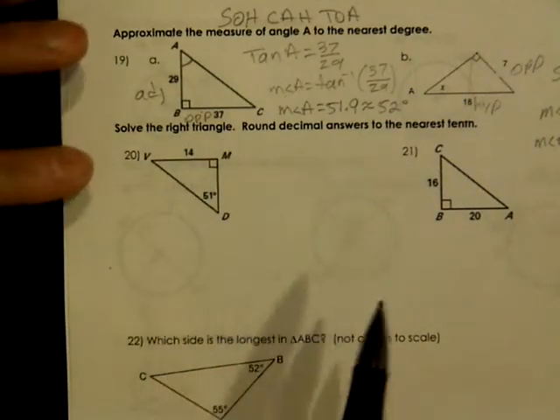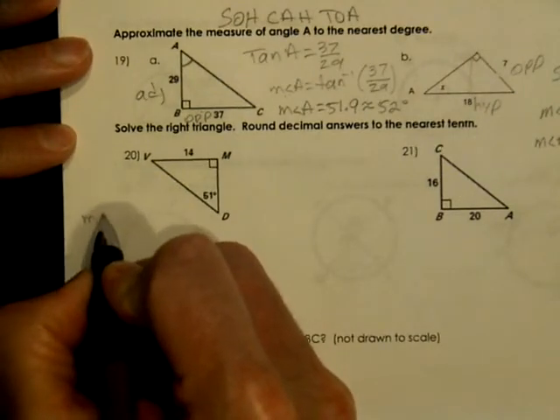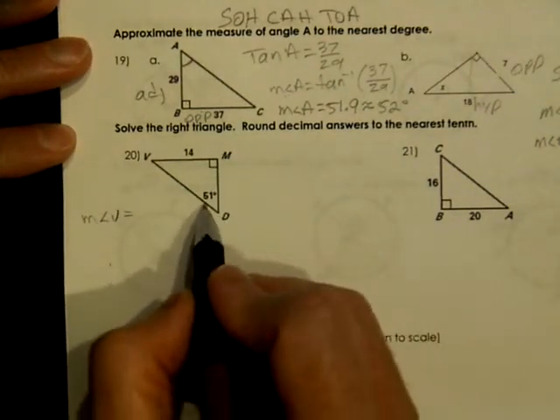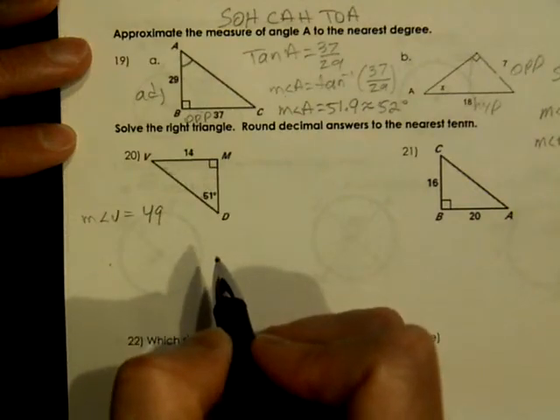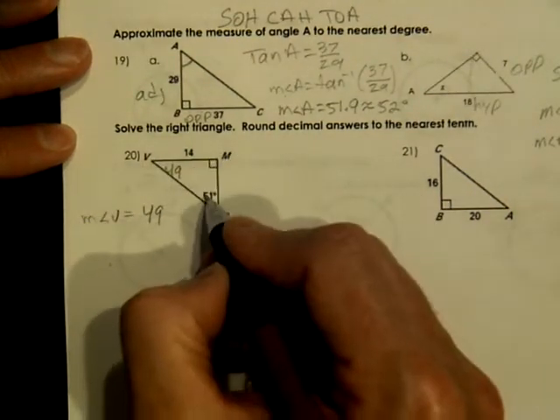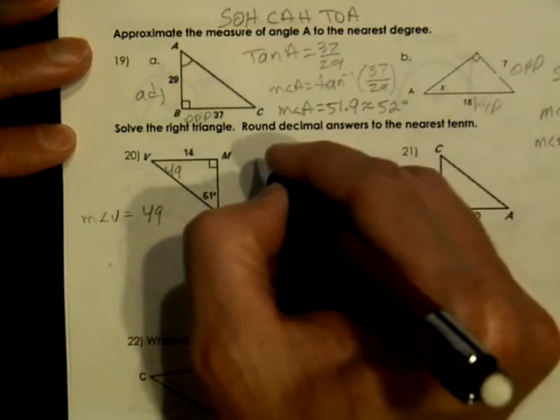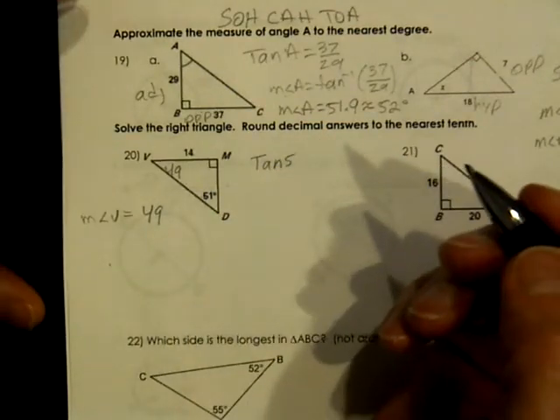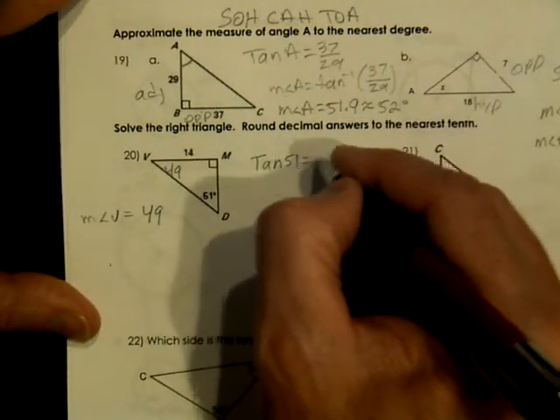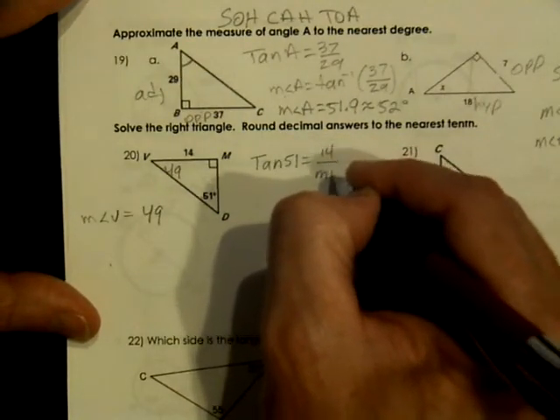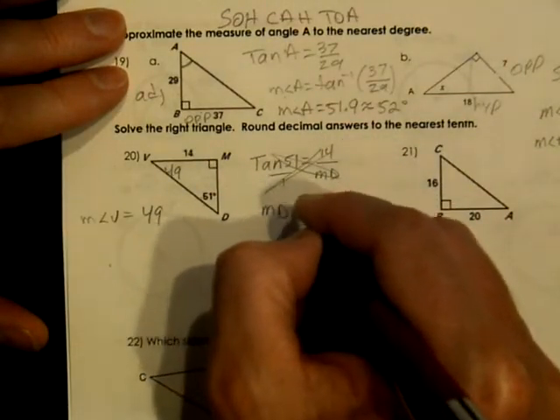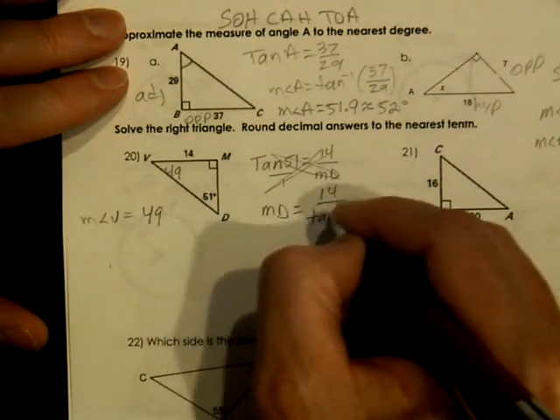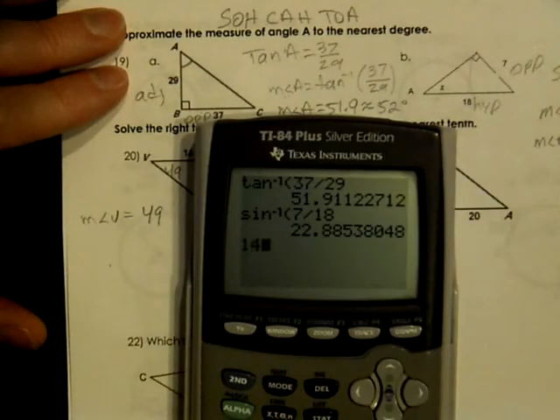So here we're going to solve the right triangle. If this is 90, we know that the measurement of angle V is 49. Together they add up to 90. So 90 plus 90 is 180. Then we can do opposite over adjacent. So the tangent of 51 equals 14 over MD. So MD is going to equal 14 divided by the tangent of 51. That's 11.33.